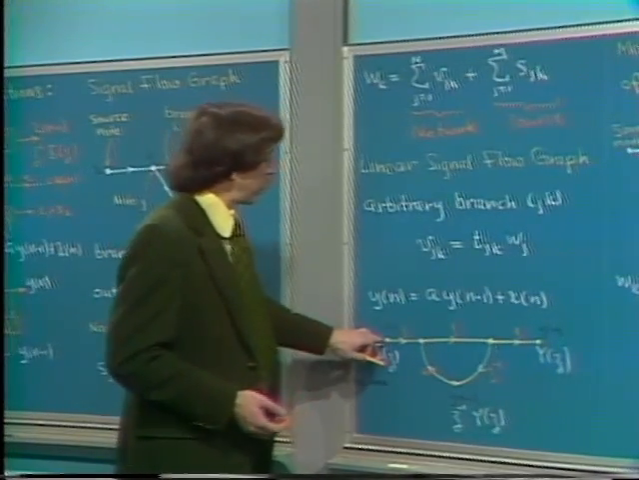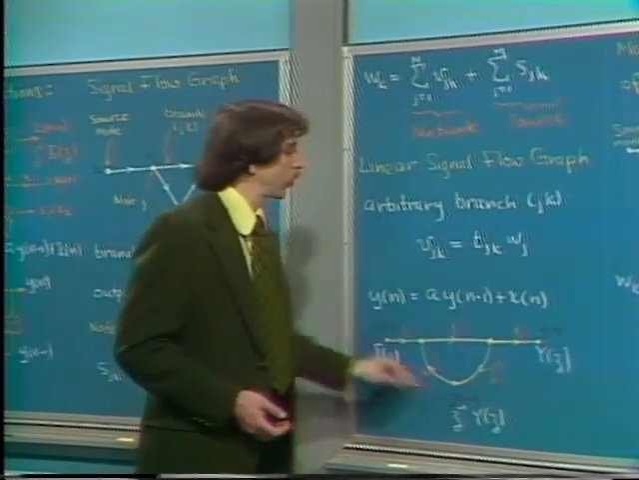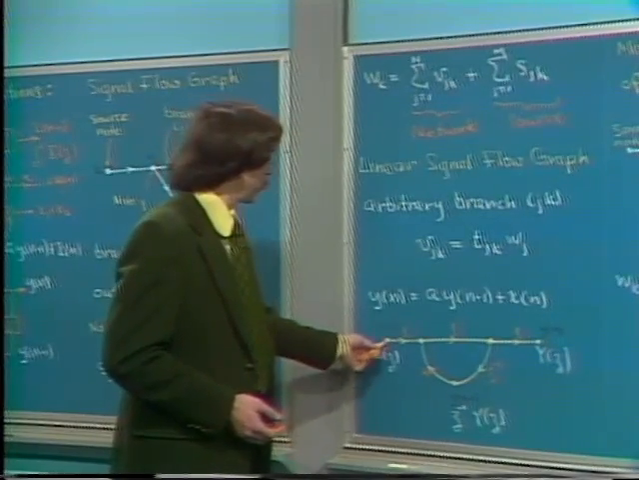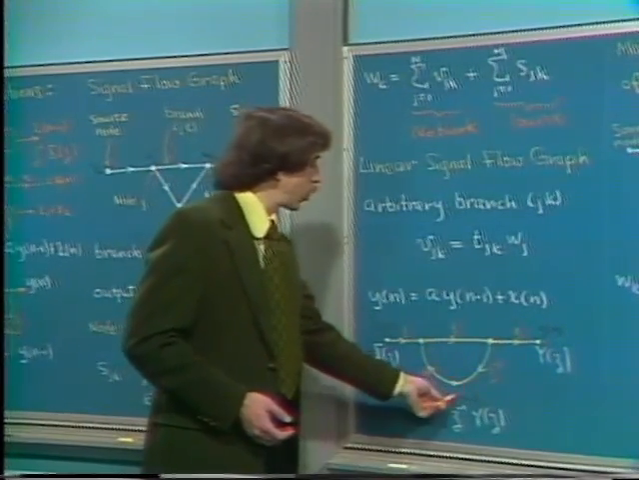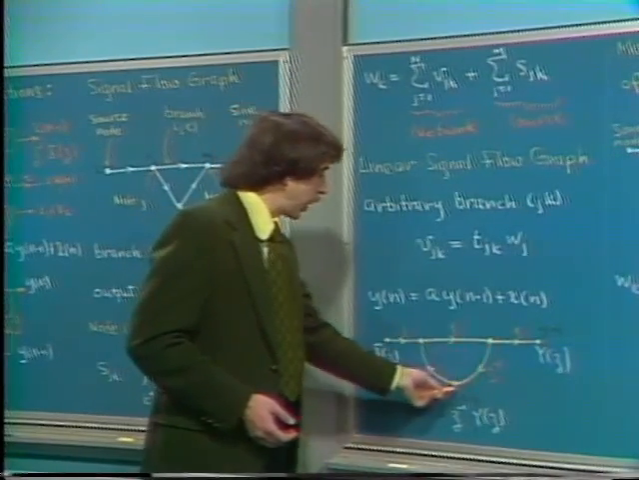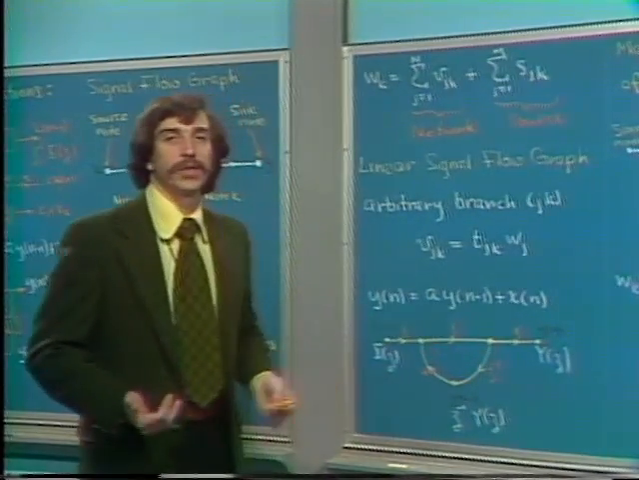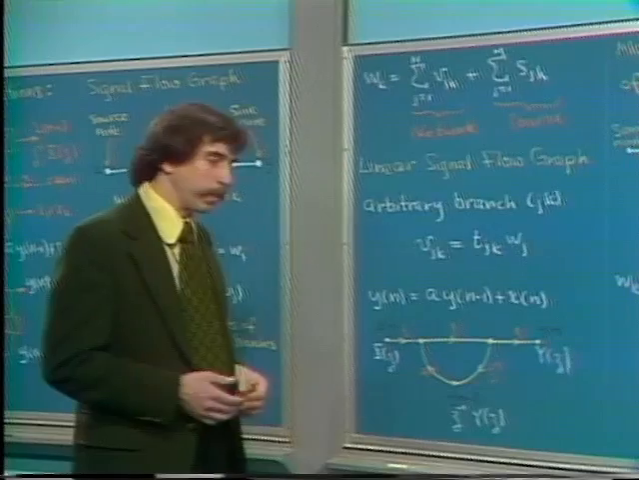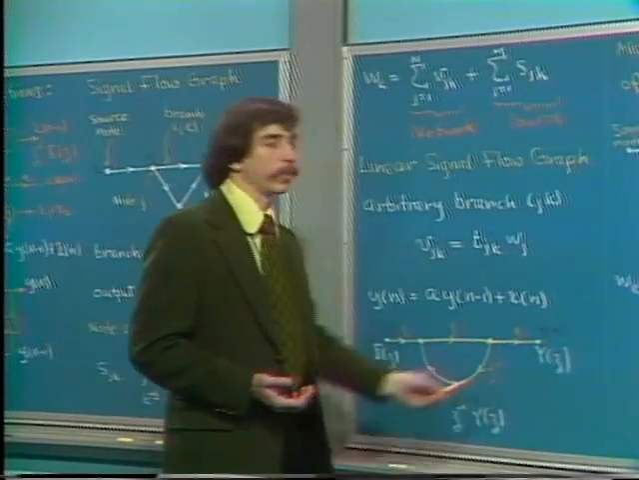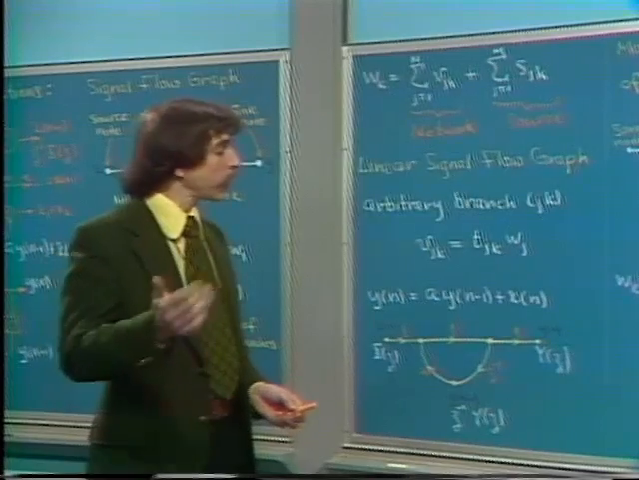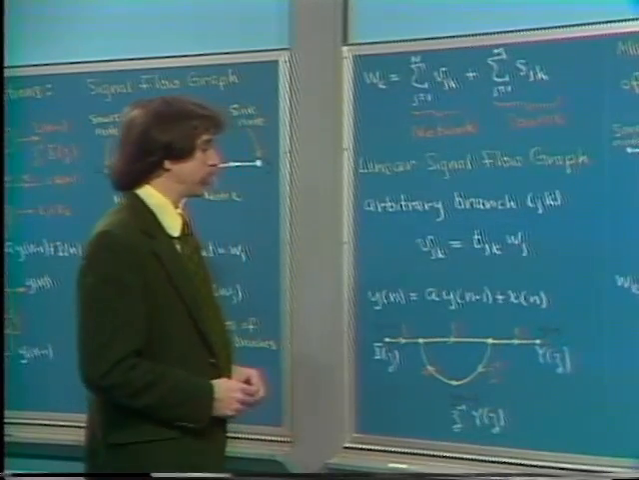Now, obviously, we wouldn't feel constrained to designate it that way all the time. In other words, I would feel very comfortable about drawing this flow graph and labeling this input as x of n, labeling this node as y of n, and this is y of n minus 1, and indicating that this branch has a transmittance of z to the minus 1. Just simply in the background, what we realize is it's not y of n that's multiplied by z to the minus 1. It's y of z that's multiplied by z to the minus 1.